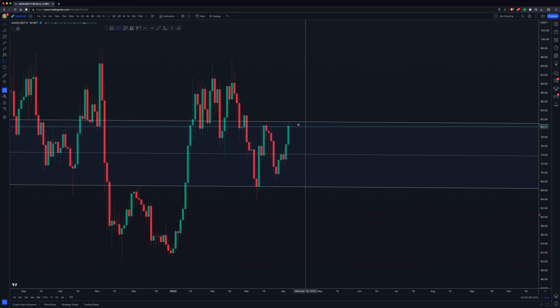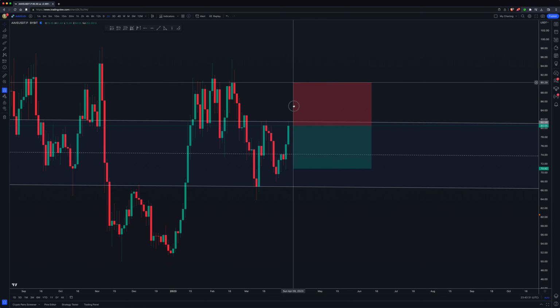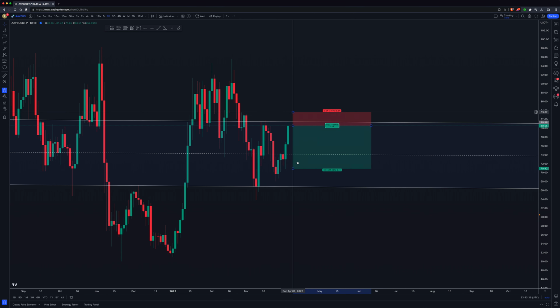Let that wick cover me right there, 3%. What do you think? A ride down there. That's a nice risk reward there. Even here, it's 2. But as long as I cover those wicks, I'm pretty happy. This is something that I think I want to take.